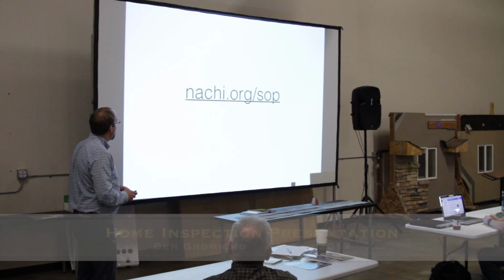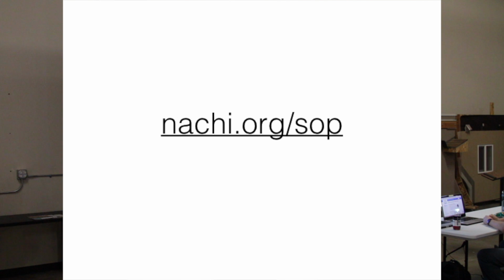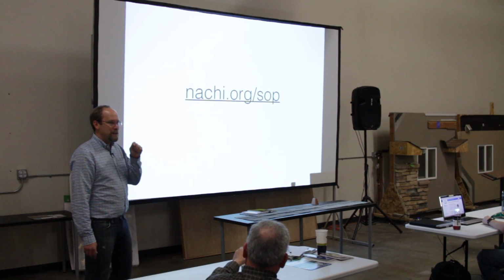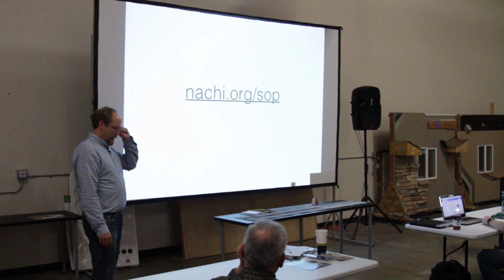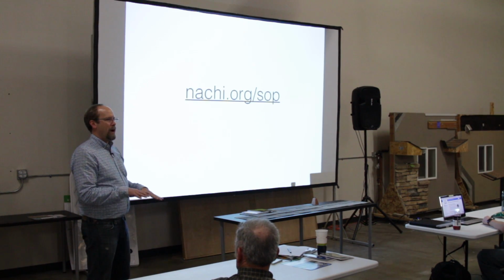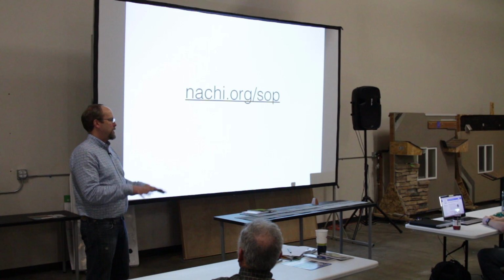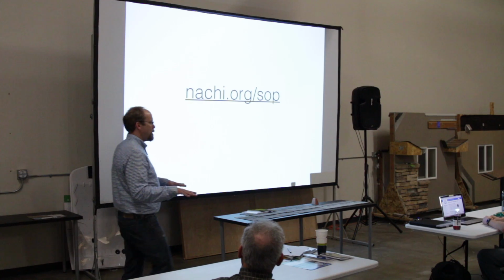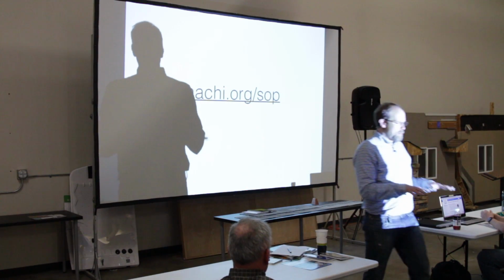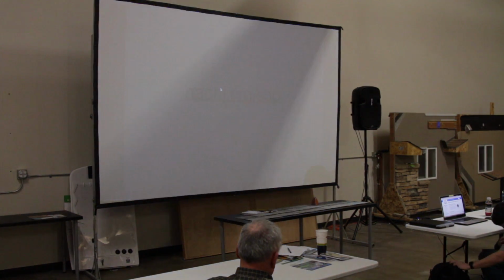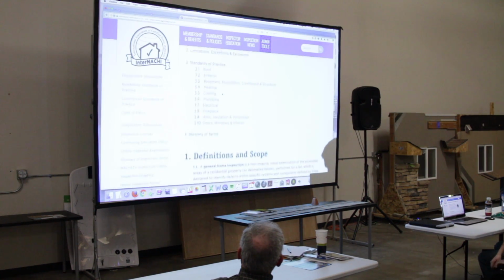So my inspection starts with the standards of practice, and it's NACHI.org SOP. I use the standards of practice to guide my inspection, but also it is the absolute basic minimum of what you're required to do, right? It tells you what you're required to do and what you're not required to do. And it's kind of easy. The standards of practice is really easy. People make the home inspection business, the home inspection process, a heck of a lot more complicated than it needs to be.